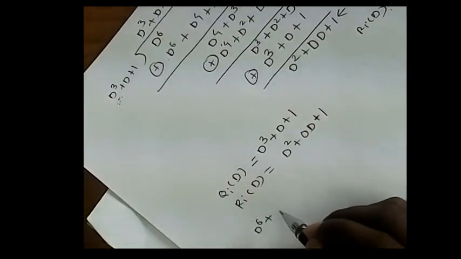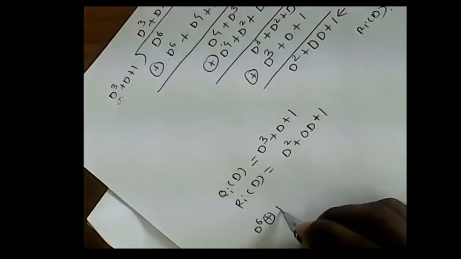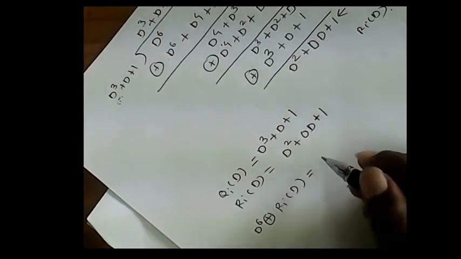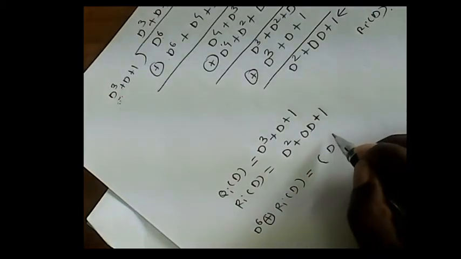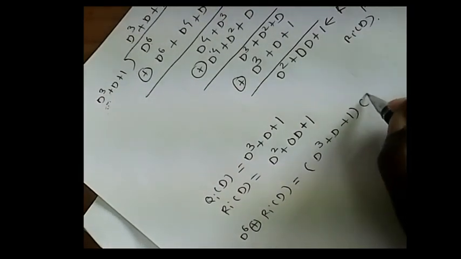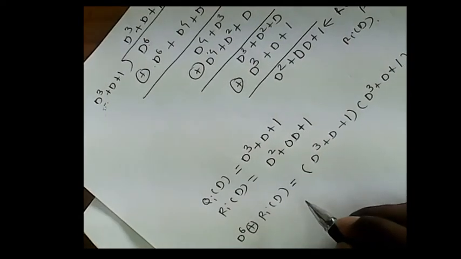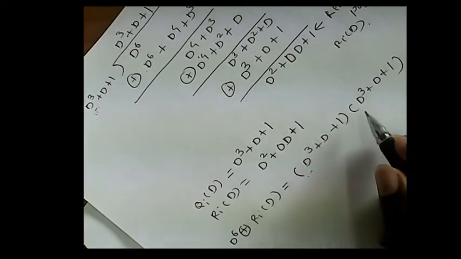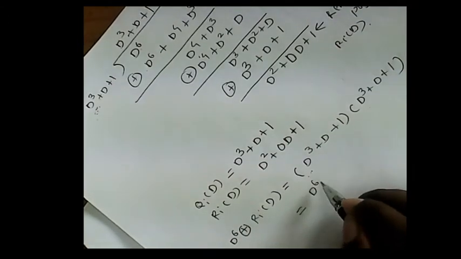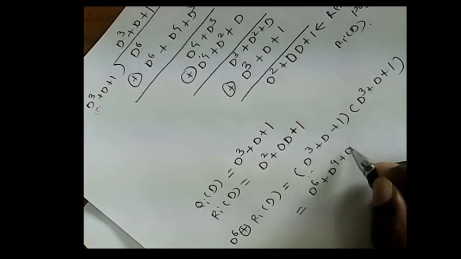So in this equation, we put these values: d raised to power 6, remainder polynomial, then quotient polynomial, that is d raised to power 3, d plus 1, then generator polynomial d raised to power 3, d raised to power 1 into 1. So we can multiply each term of this bracket to this bracket. So we get d raised to power 6, d raised to power 4, d cube.